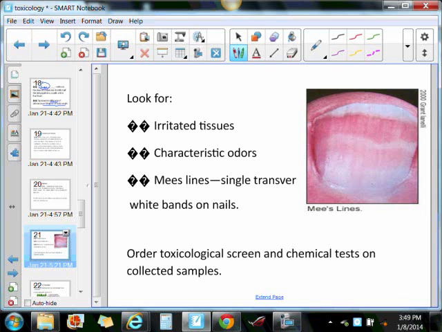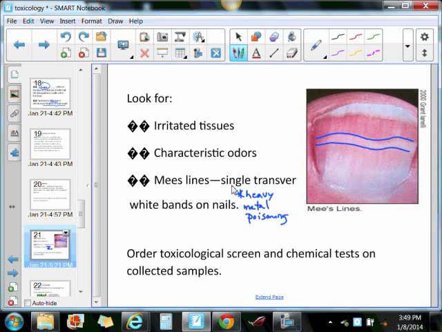And you can also look for these Mees lines in the fingernails. Now, you might have some lines in your nails, and I don't want you to freak out that you have these Mees lines. These are for heavy metal poisoning. Okay, what happens is these thick white bands appear within the fingernail. All right, and it's a thick white band. It's not like a little streak across your nail. It is noticeable, these lines.